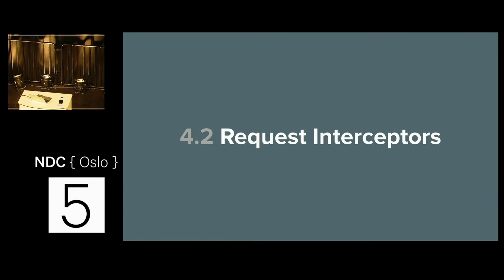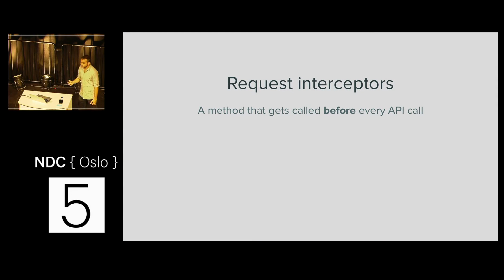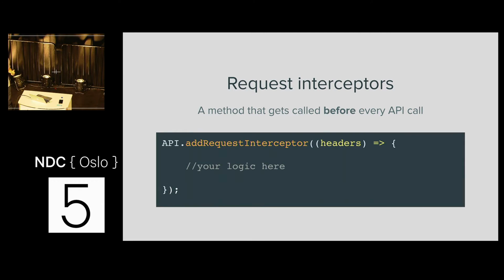Now for the even more interesting part, our request interceptors. How many of you have been using them? This is great. So a request interceptor is basically a method that gets called before every API call. So for example, this function, which uses the arrow syntax with addRequestInterceptor, this function inside the block will be called every time before sending the request.